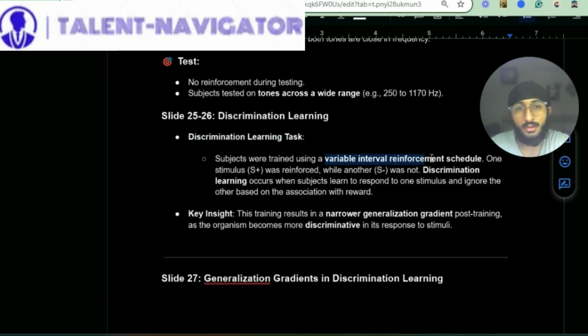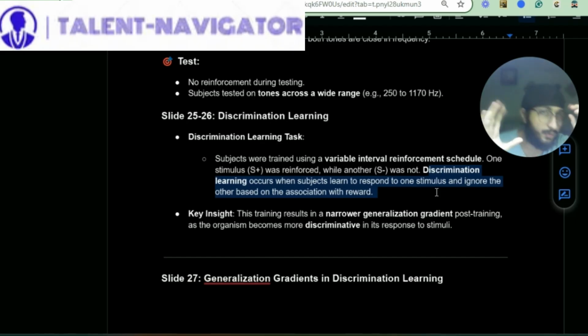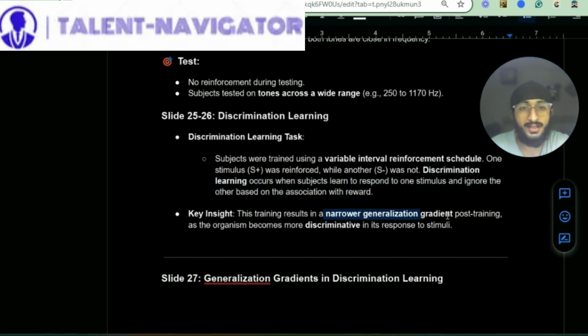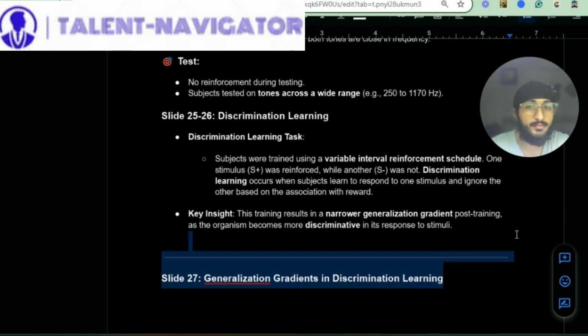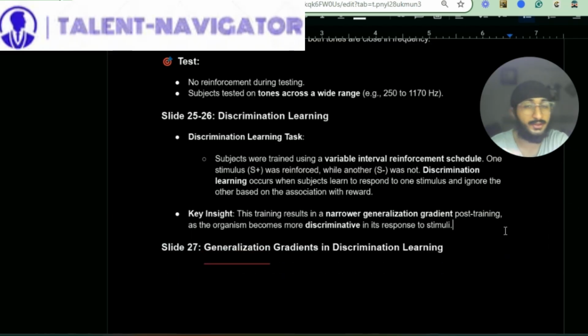Subjects were trained under a variable interval reinforcement schedule. One stimulus, S plus, was reinforced while another, S minus, was not. Discrimination learning occurs when subjects learn to respond to one stimulus and ignore the other based on association with reward. The insight is that this training results in a narrow generalization gradient post-training, as the organism becomes more discriminative in its response to stimuli. So it starts discriminating.